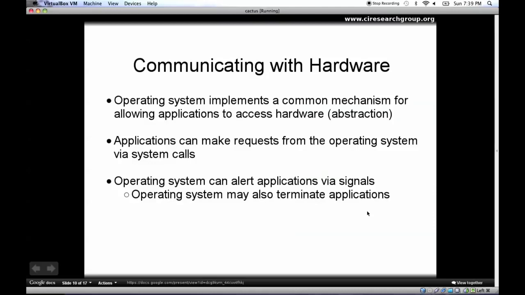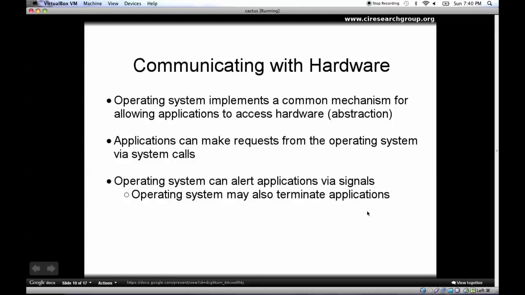Now, operating systems implement a common mechanism for allowing applications to access the hardware, which is abstraction. And the applications make requests from the operating system to go and access the hardware or other features by making system calls down into the operating system. This is called entering the operating system, or entering the kernel from the top half.